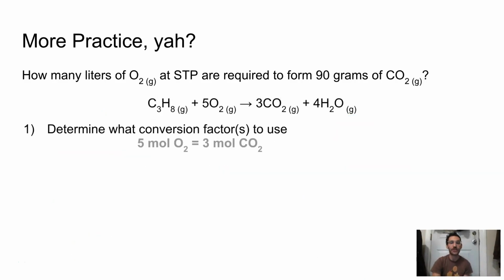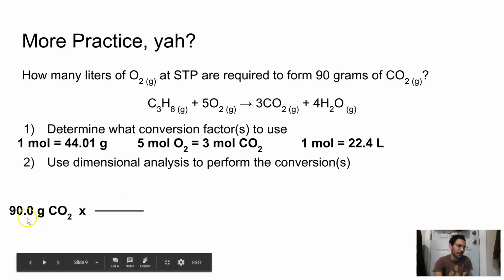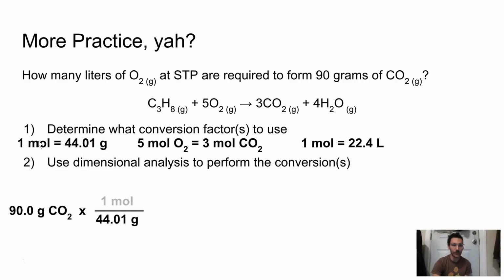Cool. So I figured out which conversion factors to use. There's one from my balanced chemical equation, there's my molar mass of CO2, and here's my 1 mole equals 22.4 liters. So now I'm going to set up my dimensional analysis. I'm starting with my 90 grams, the thing I know, and my first step was to convert that to moles. So I'll put grams down below because we want to get rid of the units we have, and we're going to use the molar mass of CO2, which changes grams into moles. And so that will cancel out my grams of CO2.